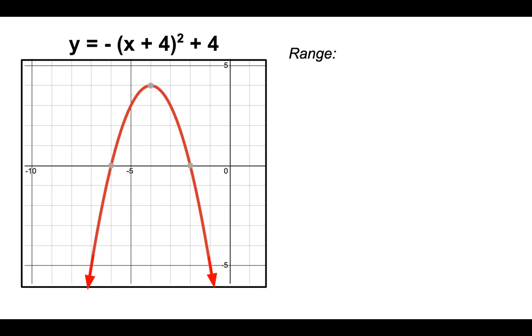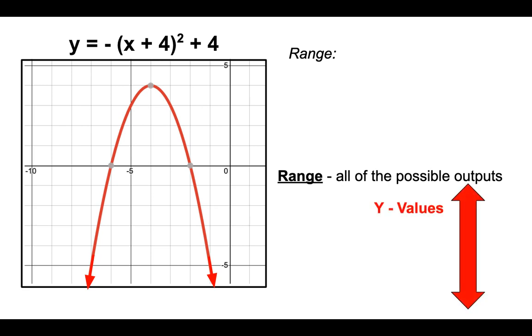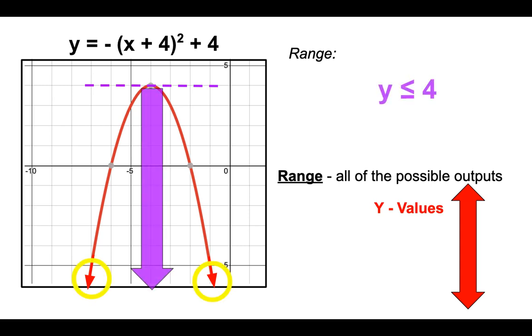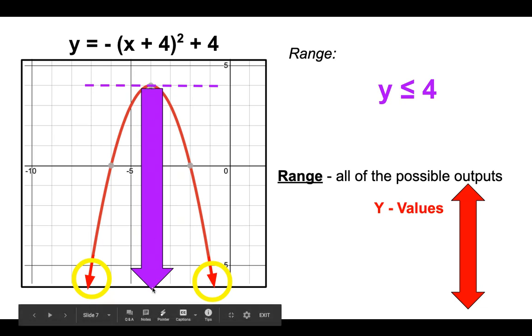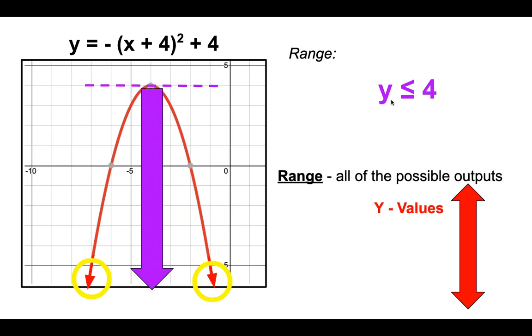If we take a look at the range, it is all the possible outputs, or the y values. So going from down to up. If we take a look at this, we know it stops at the maximum at 4. And it travels all the way downward. Those are the arrows. So we say y is less than or equal to 4. It starts at 4, and it's less than or equal to because there's a closed dot there. This symbol is less than or equal to 4.